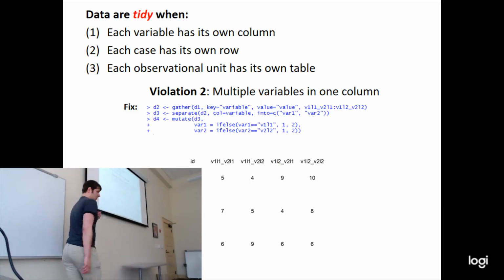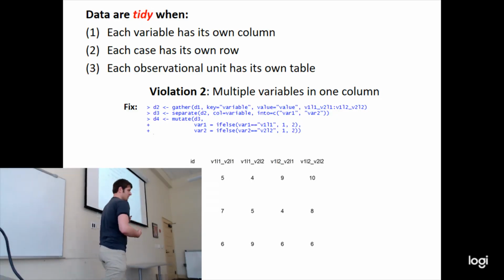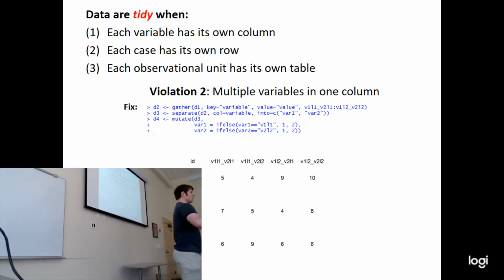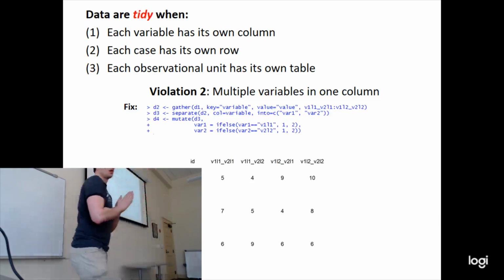So the fix for this is a two-stage process. Not only do we have to gather those column headers, just like we did in the previous example, but then we've got to do another step. We've got to separate variable 1 from variable 2. So I'll show you what that looks like.